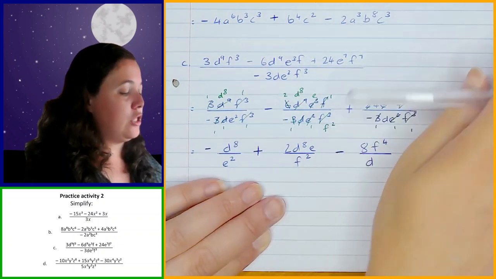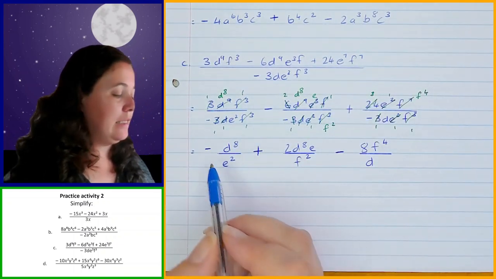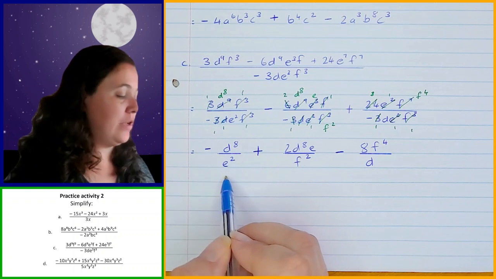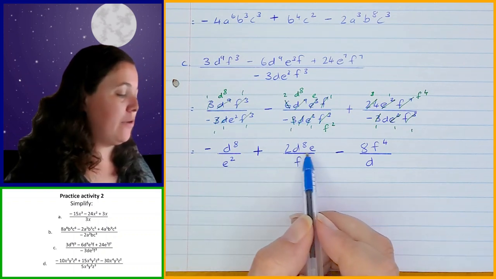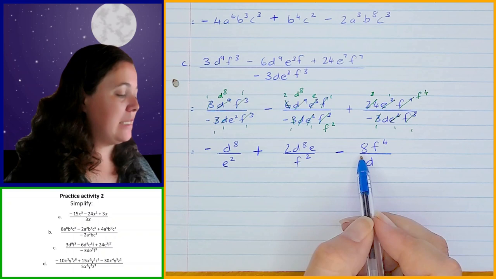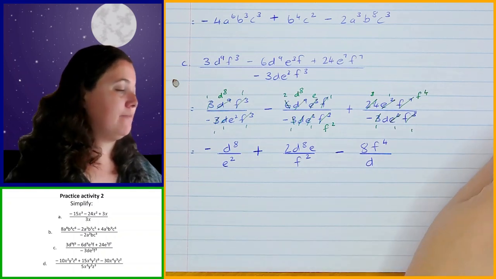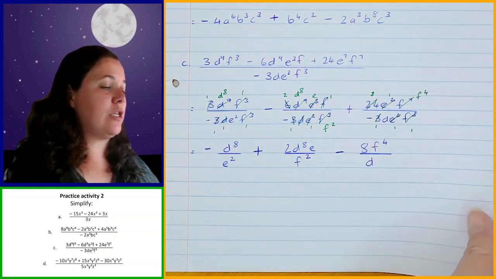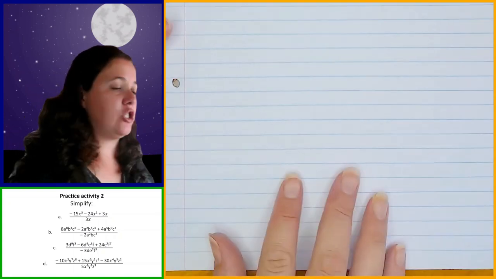So that's what your final answer for question C should have looked like. Negative d to the power of 8 over e squared plus 2d to the power of 8 e over f squared minus 8f to the power of 4 over d. And then the last question you had was question D.